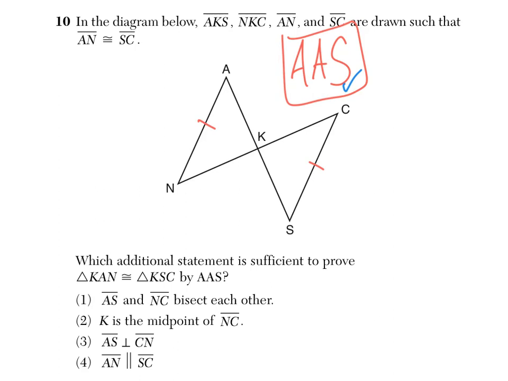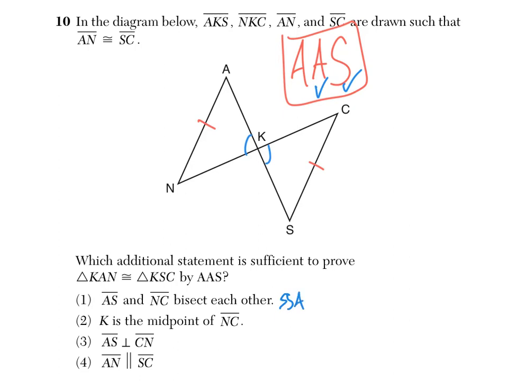And so I'm simply going to mark that like so. And there we've got our vertical angles. So we need to simply find one more angle. Let's take a look at our four options and see if any of these statements are sufficient to prove AAS. So it says that segment AS and NC bisect each other. If AS and NC bisect each other, is that going to give us an additional angle? No. It would give us SSA, but that is not what we're looking for. So that's not what we want.